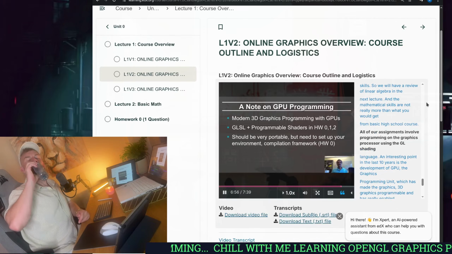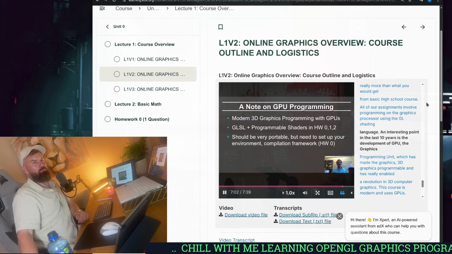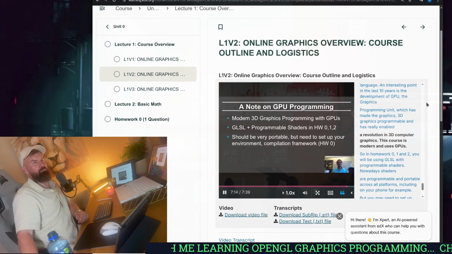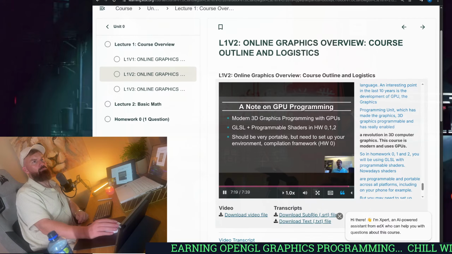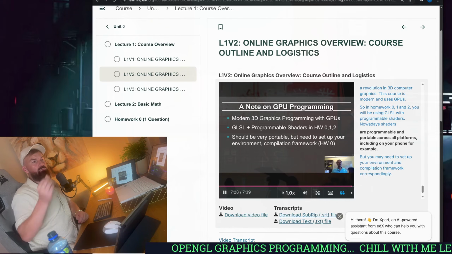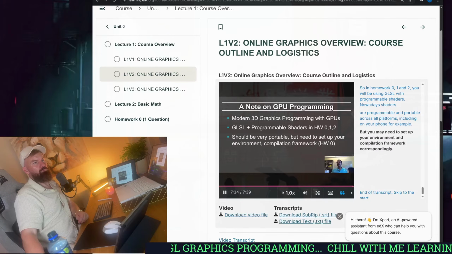All of our assignments involve programming on the graphics processor using the GL shading language. An interesting point in the last 10 years has been the development of the GPU, the graphics processing unit, which has made 3D graphics programmable and has really enabled a revolution in 3D computer graphics. This course is modern and uses GPUs. So in homework 0, 1, and 2, you will be using GLSL with programmable shaders. Nowadays, shaders are programmable and portable across all platforms, including on your phone, for example. But you may need to set up your environment and compilation framework correspondingly.